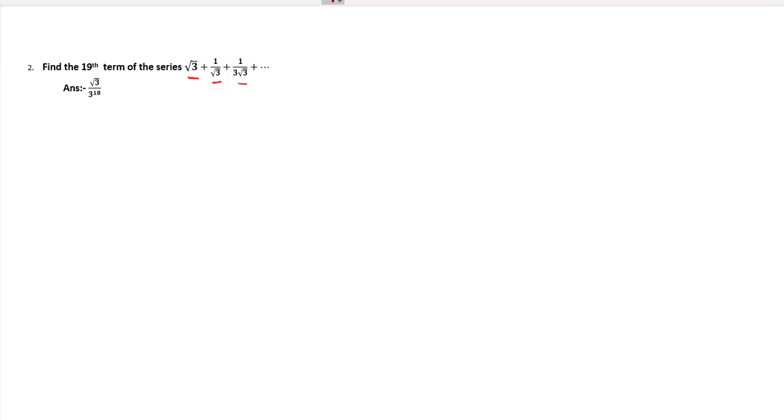This is GP. Why is this a GP? Because there exists a common ratio, not common difference, right? So first we need to find what is this common ratio. What is the first term? Root 3. Second term 1 by root 3. Third term 1 by 3 root 3.